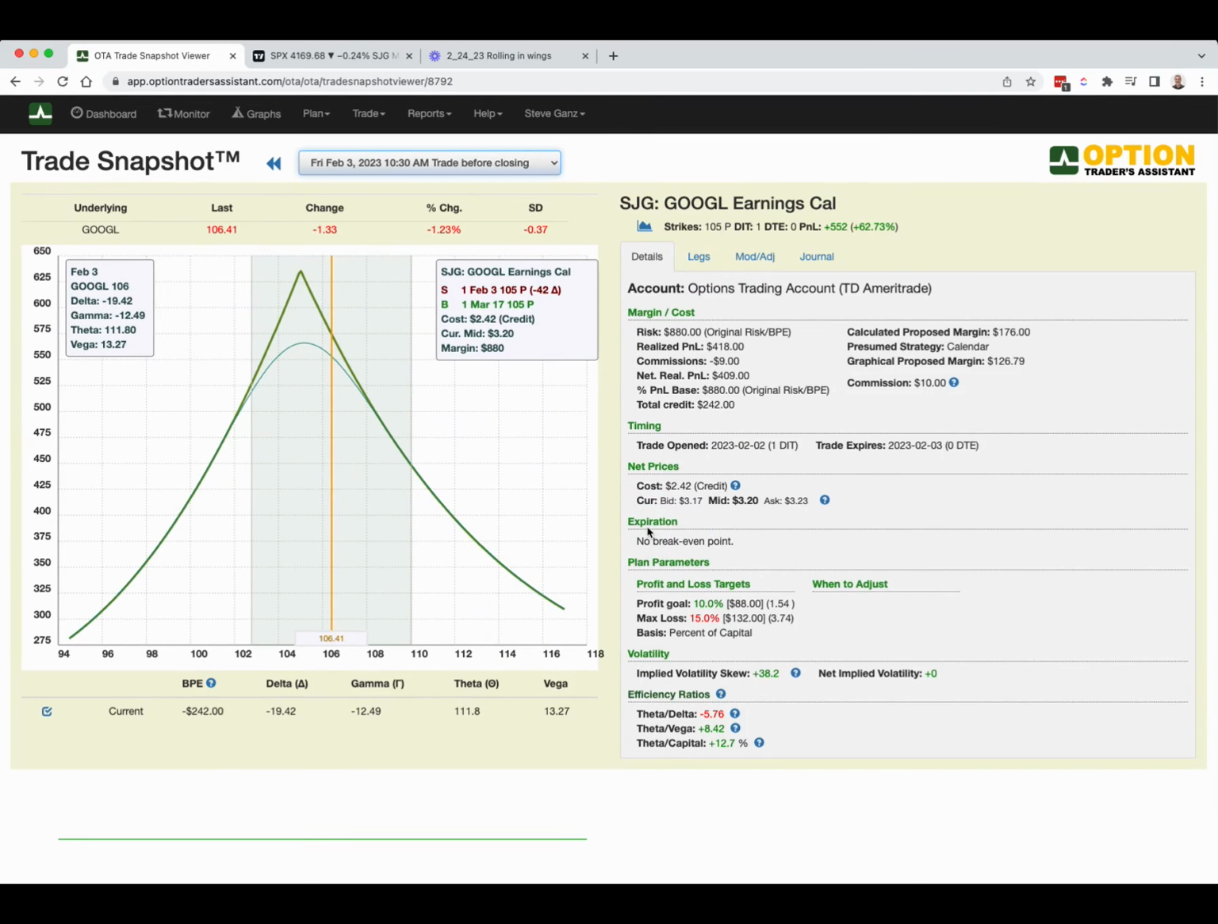And nice trade, closed out for 63% profit in, gosh, it probably would have been about 6 or 7 trading hours. So it didn't take long to hit that profit target here on Google. So that's an overview of our Google Calendar earnings trade.